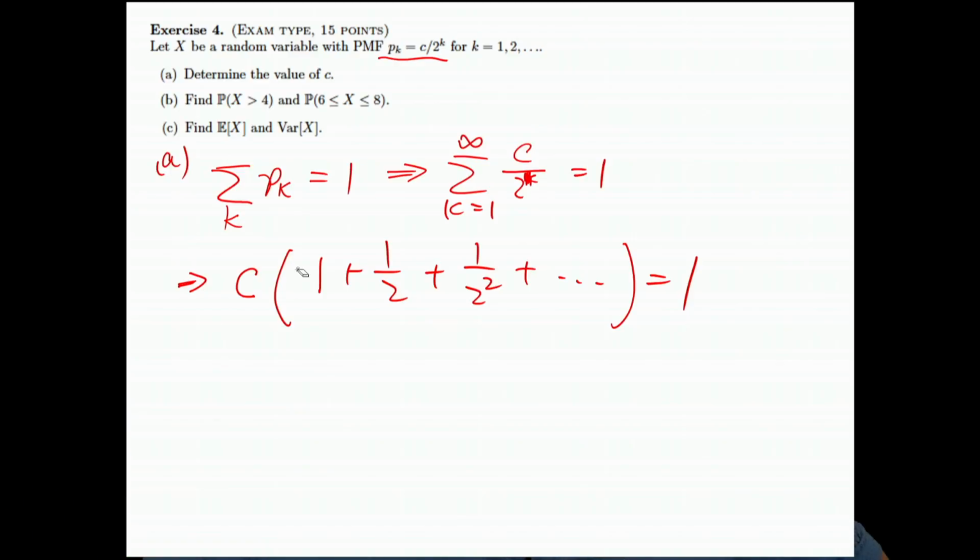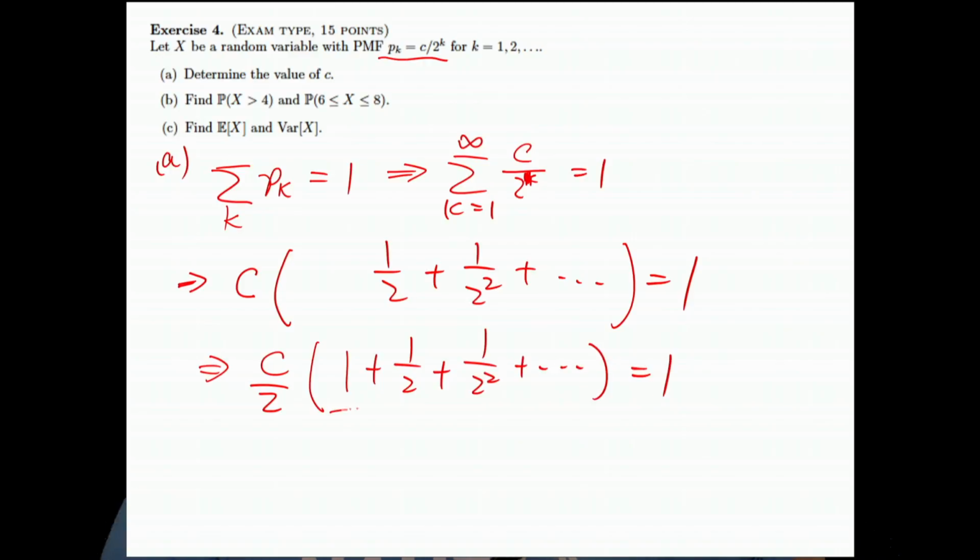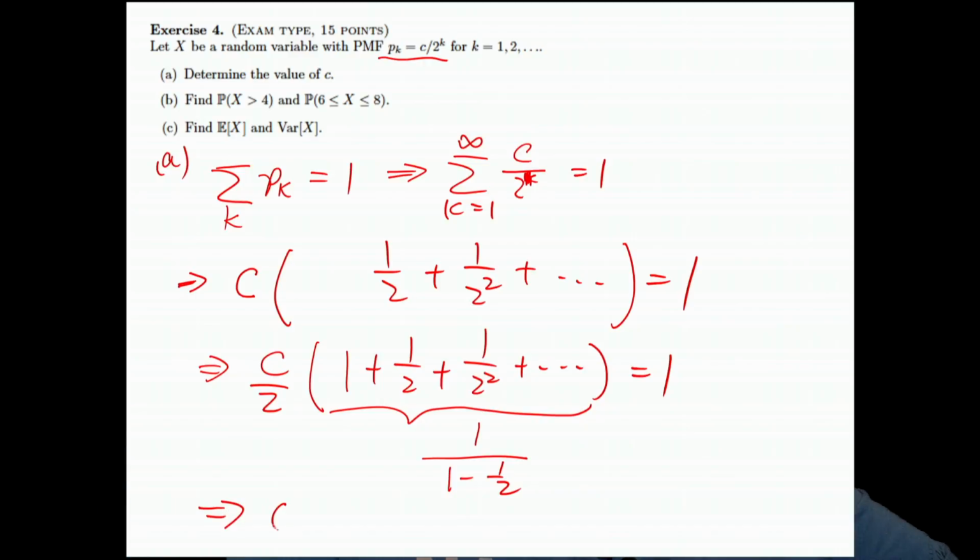When k equals 1, so there's this. So I can take c over 2 outside. It's 1 plus 1 over 2 plus 1 over 2 squared, and so on. And this summation is 1 over 1 minus 1/2. So finally, c equals 1.